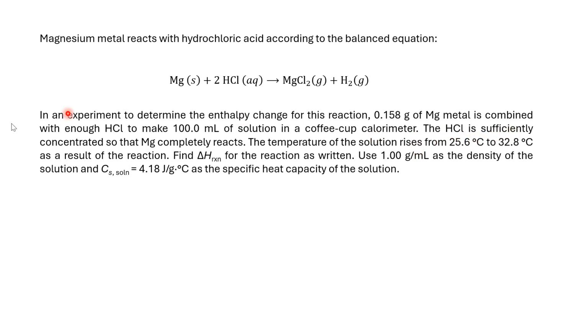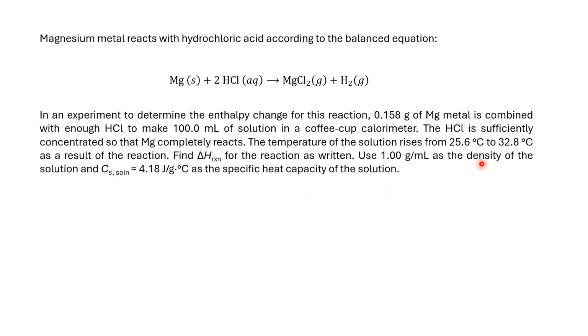The HCl is sufficiently concentrated so that magnesium completely reacts. The temperature of the solution rises from 25.6 degrees Celsius to 32.8 degrees Celsius as a result of the reaction. So if the temperature went up, what does that mean? That means that this process is exothermic, isn't it? It released heat to the surrounding water that caused the temperature of the water to rise. Now it says find delta H of the reaction as written. They also said use 1.00 grams per milliliter as the density of the solution.